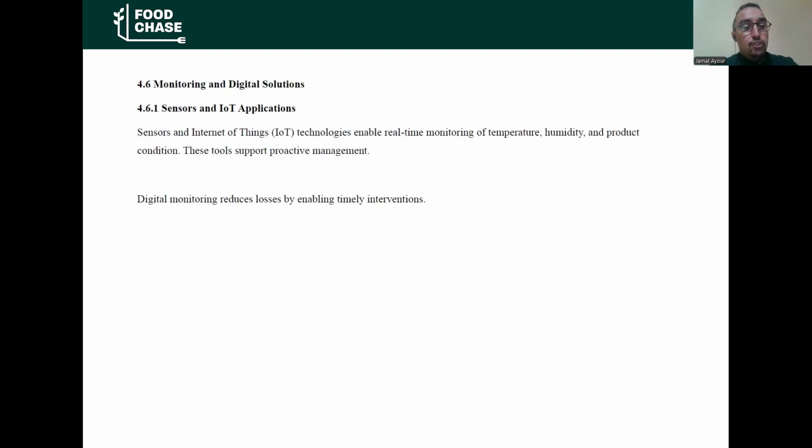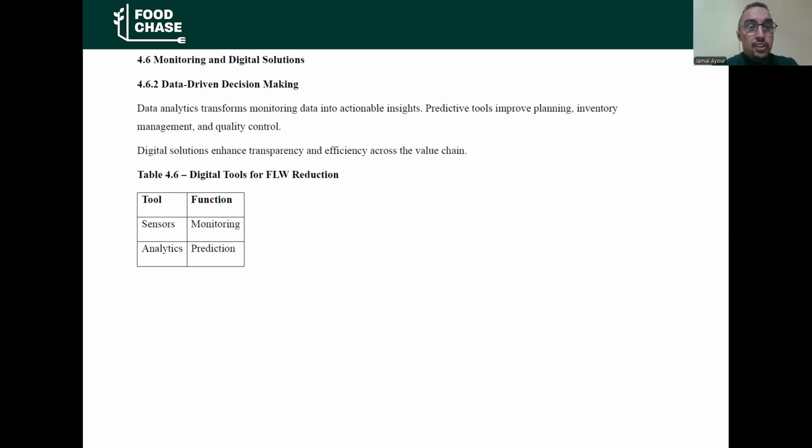Sensors and IoT applications, as we explained in the previous part, are one of the trending technologies applied in industry and the food industry to improve the quality of processing and the quality of the product. Digital monitoring reduces loss by enabling timely interventions. Monitoring and digital solutions also apply data-driven decision making, using some sensors and analytics for prediction, monitoring, and management of this type of analysis.